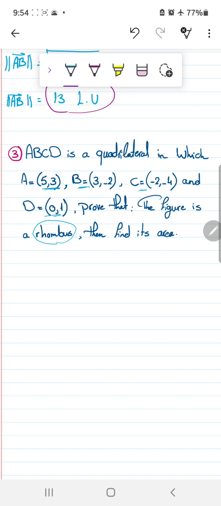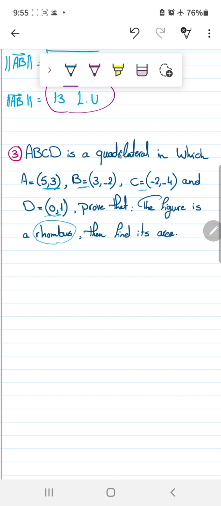It means we want first to prove that ABCD is a parallelogram. How to prove that any quad is a parallelogram? We have lots of conditions. First, we want to prove each two opposite sides are parallel, or each two opposite sides are equal in length, or two opposite sides are parallel and equal in length, or to get the diagonals and prove that the diagonals bisect each other.